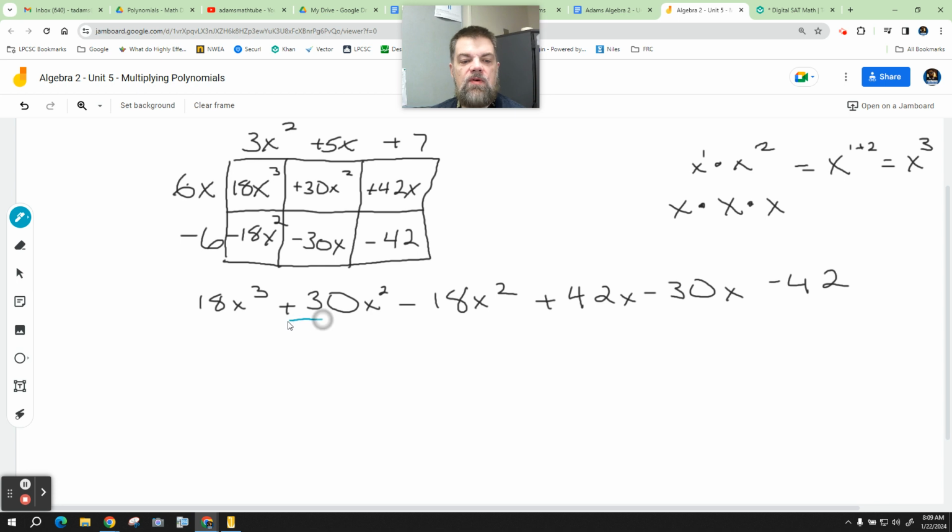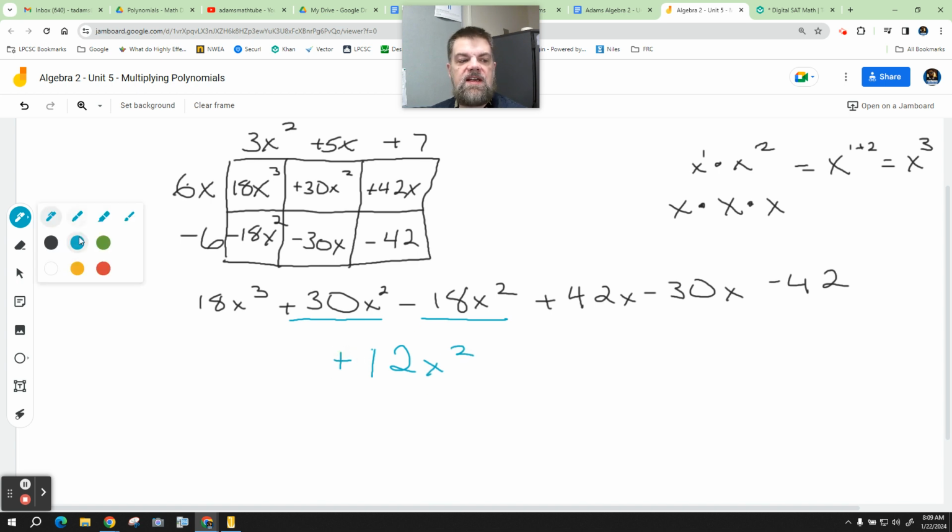So I'm going to figure out what 30x squareds minus 18x squared is. So think of like holding 30x squareds in your hand. I'm going to take away 18. How many do I have left? 12. 12 what? 12x squared. And it's a positive 12x squared.